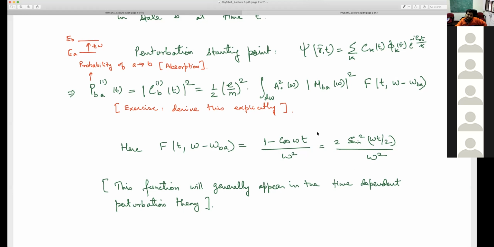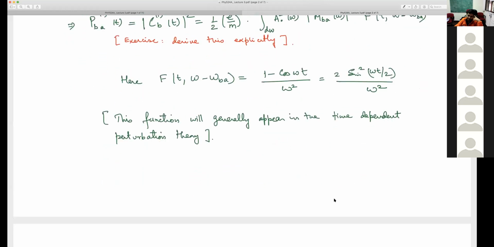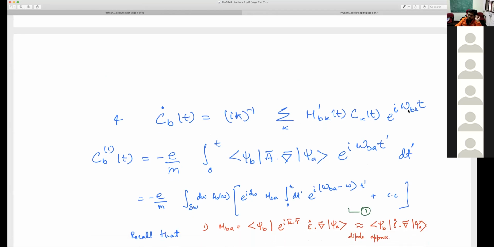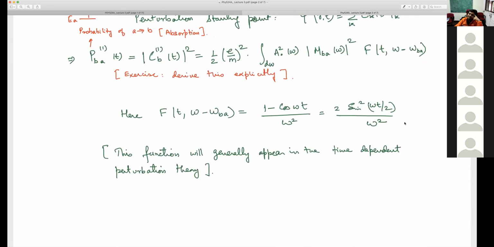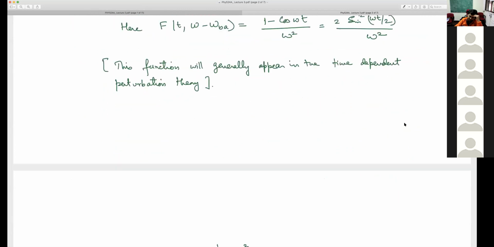And this function, f_t of ω̄, will always appear in time dependent perturbation theory. It's not specific to this kind of process. This just follows from the fact that C_B will always have this kind of form. Whenever H_B'K has a harmonic term, e^(iωt), it will combine with this term in this form, and I'll always get this kind of function in first order perturbation theory. So this f function is sin²(ω̄t/2) divided by ω̄².